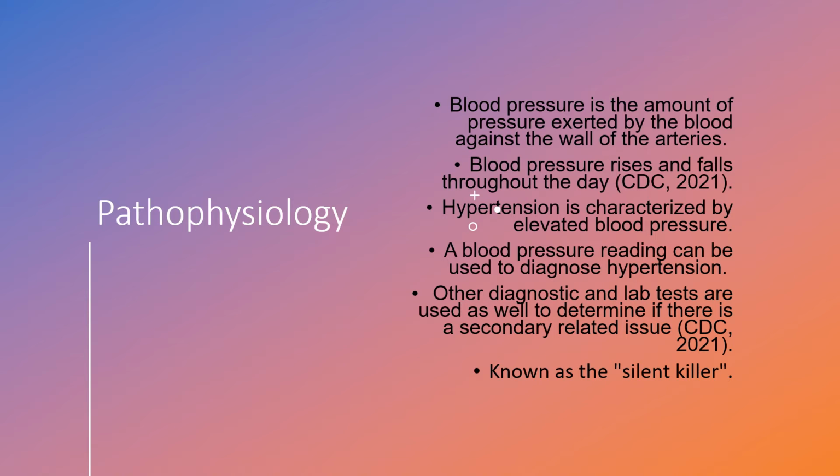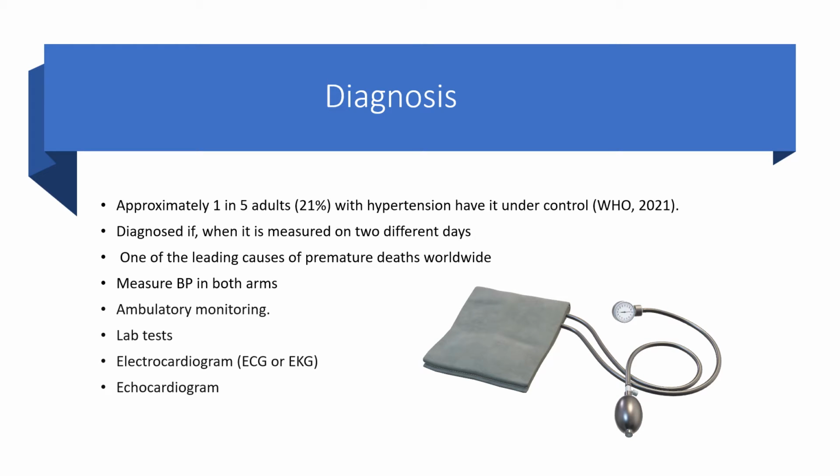Hypertension is also known as the silent killer. According to the World Health Organization, approximately 1 in 5, or 21%, of adults with hypertension have it under control. Hypertension is diagnosed if, when it is measured on 2 different days, the systolic blood pressure reading on both days is greater than 140, and/or the diastolic blood pressure readings on both days is greater than 90.